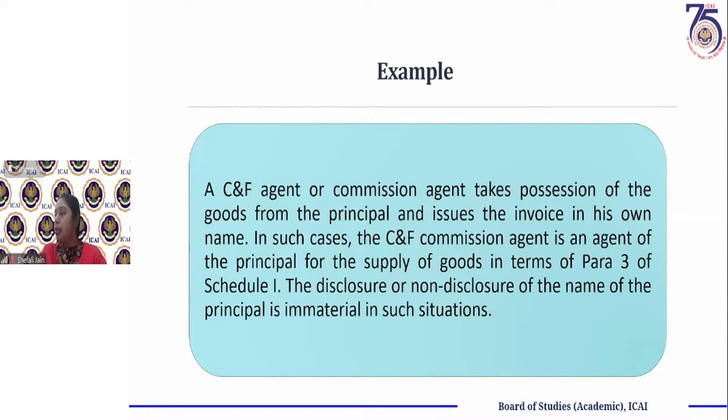Neha is asking, is the seller called principal and the buyer called agent? Generally, the seller is called principal, but it can be the other way also. A person can appoint an agent for procuring goods also. If a person has appointed an agent for procuring goods, the agent has to identify sellers for him, and then he becomes a buyer. So the principal either has to supply goods through an agent or procure goods through an agent.